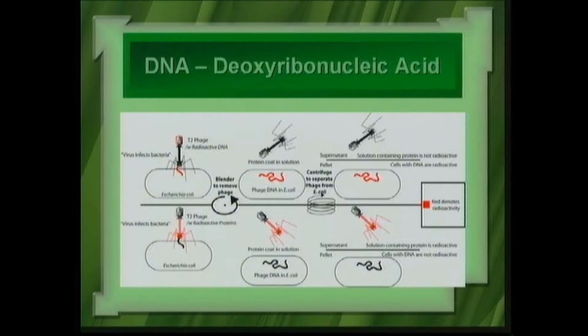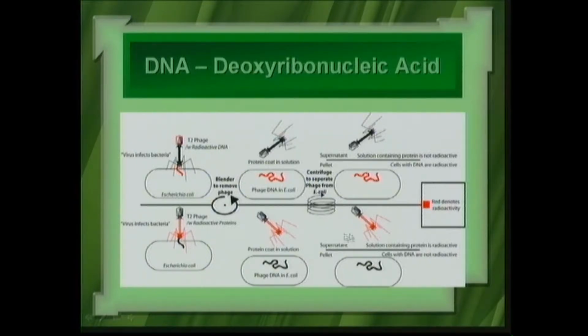So what they did is they took the same thing, except they had a radioactively labeled protein. They did exactly the same thing. Put it in a kitchen blender to remove the phages from the surface of the bacterium. They spun it in a centrifuge. Again, what they found out is that the supernatant, or the liquid with the smaller particles, was actually radioactive.